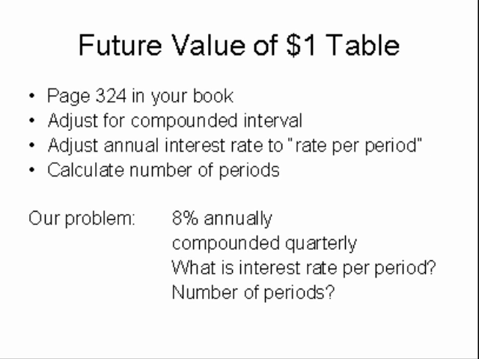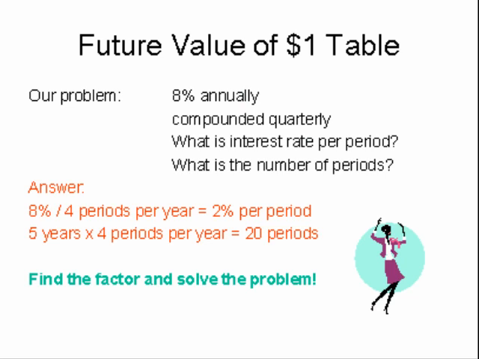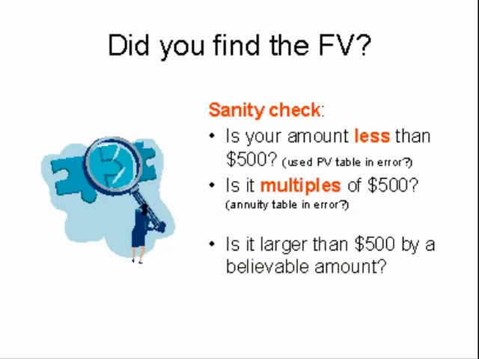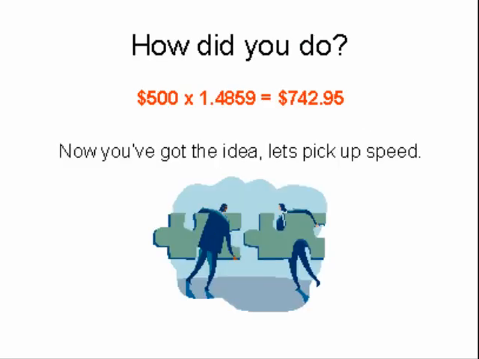All right, 2% per period and 20 periods. Go look up your factor, off to the table with you, and see what you get. Now before we check your answer, let's give it a sanity check. Is it less than 500? That's not going to be any good because you started with 500. You know it got bigger over time. Is it thousands and thousands and thousands? Probably didn't grow that much. So be sure to give your answer a sanity check. Helps a lot to find errors.